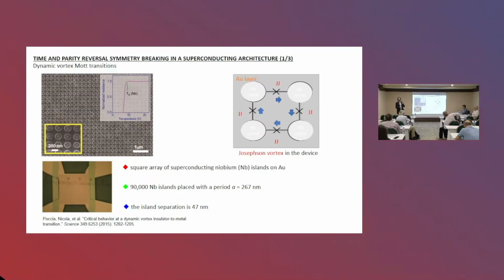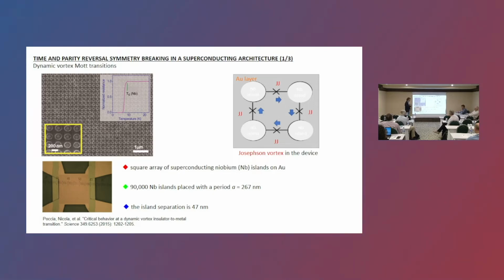First of all, an example of an architecture where you could see dynamic broken states of the parity-time symmetry is an array of superconducting islands on top of gold. You can realize thousands and thousands of superconducting islands. You have proximity effects in a square array lattice structure. When you apply a magnetic field, you create a Josephson vortex, which of course has some directionality, so chirality, and this Josephson vortex will fill the gaps in this square array.